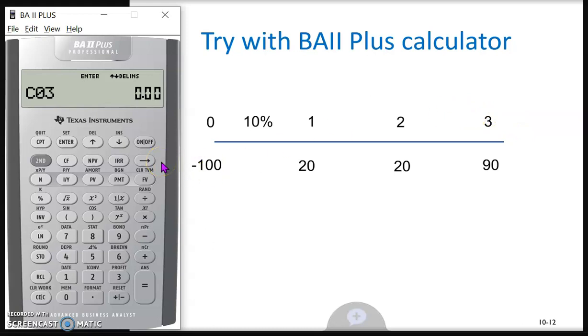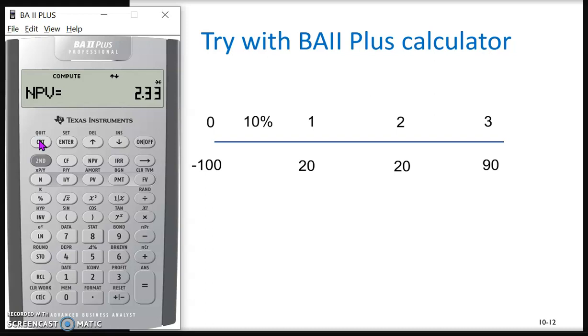Now that we have input the cash flows, we can go ahead and compute the NPV. Therefore, compute NPV. I need to put in my cost of capital of 10%. So 10, enter to set the value, and down arrow, NPV compute, giving me an NPV of 2.33. So the net present value of this set of cash flows is a positive 2.33.